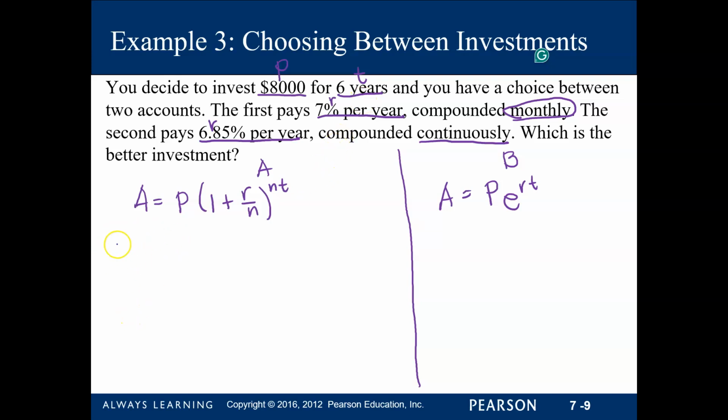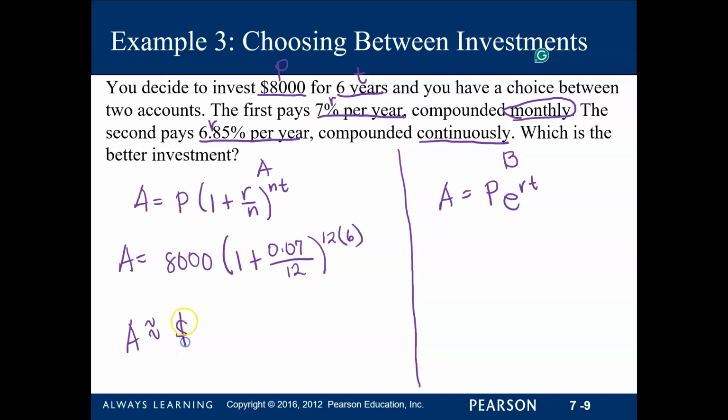So let's work with investment A. Replacing our values, this will be 8,000 times 1 plus our R, which is 7%, so 0.07, over 12, because it's compounded monthly, the N is 12. And then N is 12 again, and the number of years is 6. So that's how our formula would look. Once you type this into your calculator, you will get $12,160.84. Not bad. Almost like earning $4,000 after 6 years.